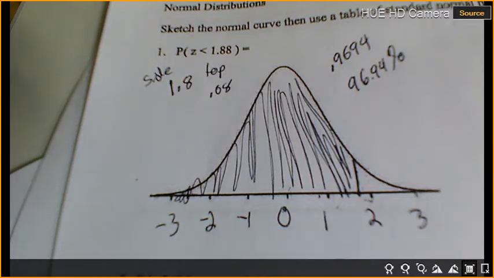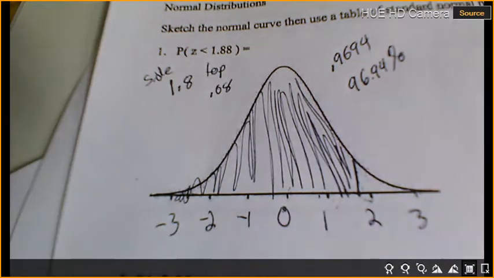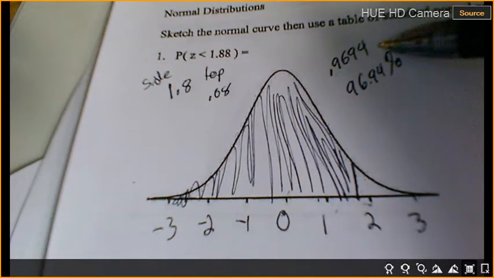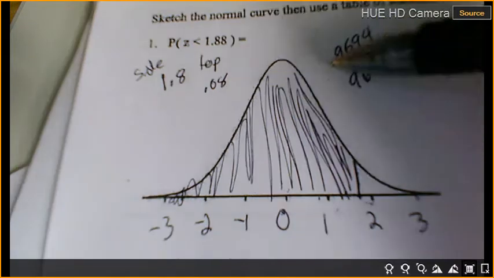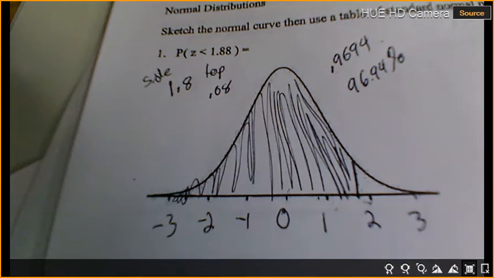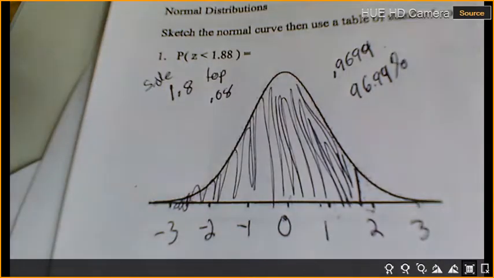So I want all of this part. So I go to my z-score chart. I look up 1.8, go over 0.08, and this is the number I found, 0.9694. Now, if I want to change that decimal to a percentage, I move the decimal over 2 places, so it's 96.94. So maybe I looked at it wrong. I'm at 1.8. 96.94. You're right. Is that better? All right.